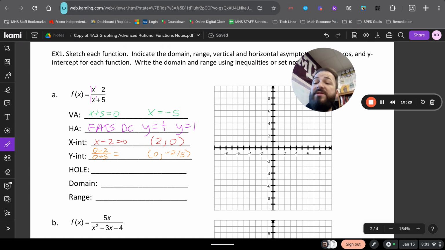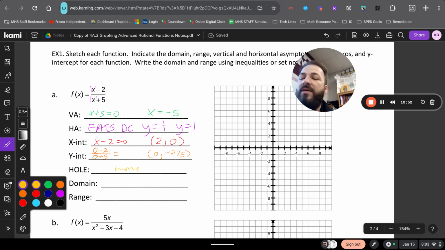Okay, now next up is our hole. Did we have any factors when we were in our simplifying process at the beginning cancel out? We did not have any factors cancel out, so we are not going to have a hole. So an important thing to remember with rational functions is not all rational functions are going to have that hole. We only have that hole occur when we have a factor that cancels out. We didn't cancel out any factors, so we don't have a hole on this one.